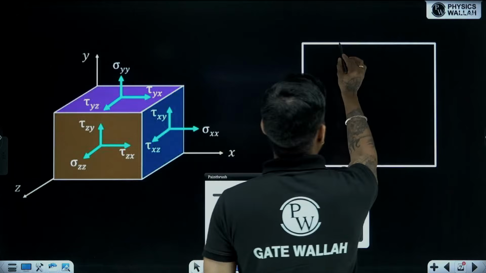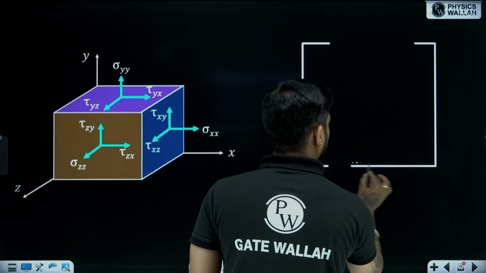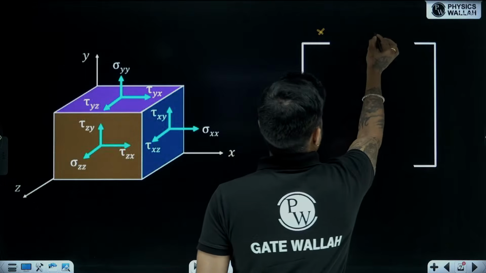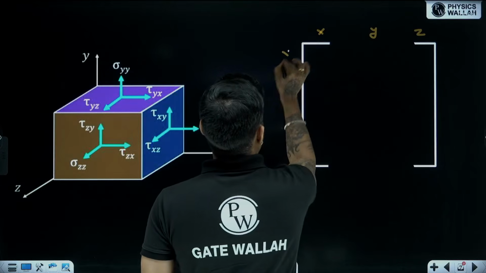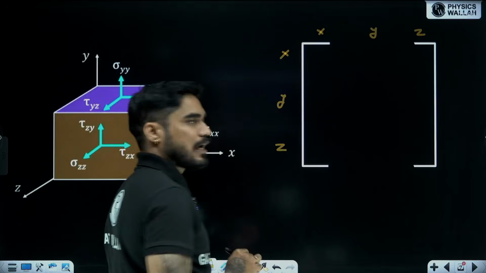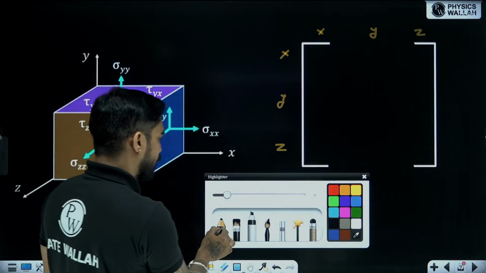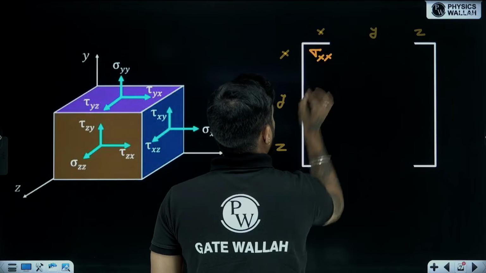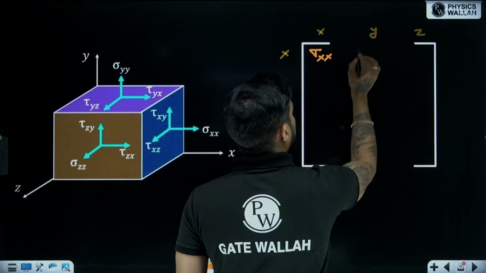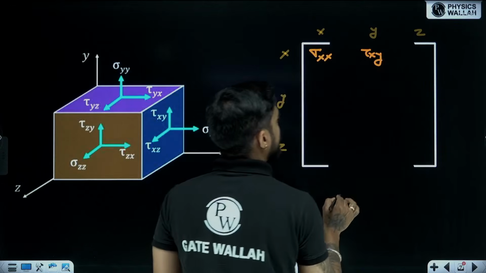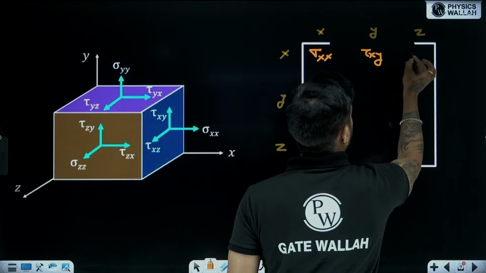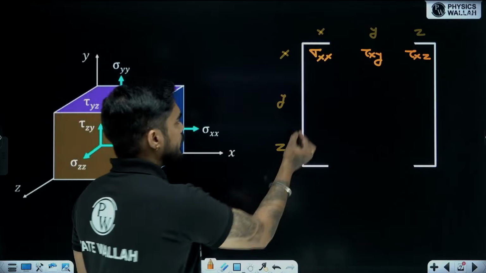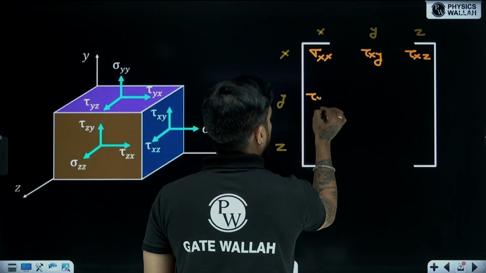I hope you guys know about this topic. So this can be written as X, Y, Z, X, Y, Z. How is it written? See, the first component will be sigma XX. Then the second one will be tau XY. Third one will be tau XZ. Then this one will be tau YX.